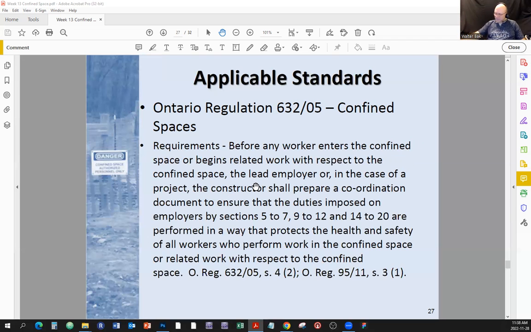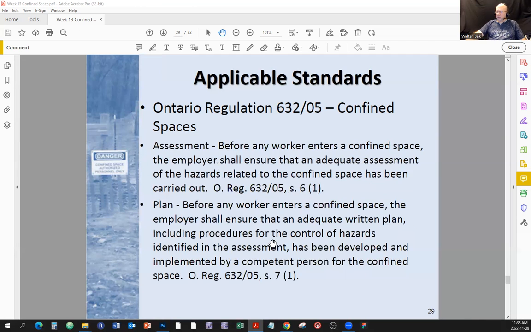And when they are trained, you get presented with the current rules and regulations. Ontario, there's more here. Assessment. Before any worker enters a confined space, the employer shall ensure that an adequate assessment of the hazards related to confinement has been carried out. So things have been assessed properly by a competent person. Competent person means that the person was trained and they know what they're doing because they got trained on that, and they have demonstrated their competency within the topic.